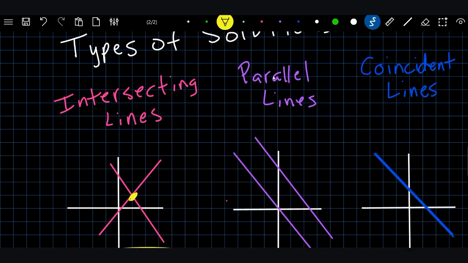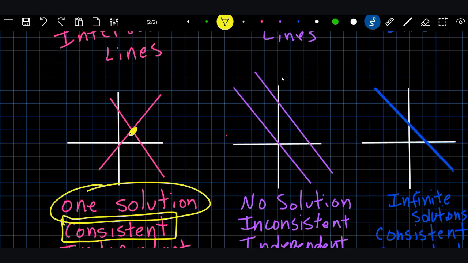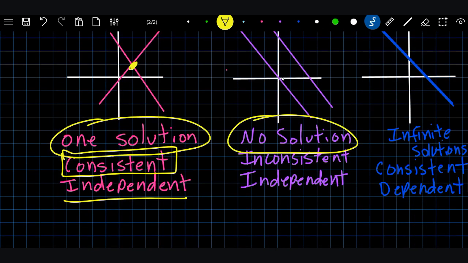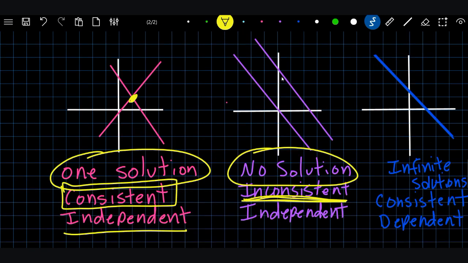Now, the second solution set that you can have is what's called parallel lines. Sometimes your lines never cross. Notice here, these lines never cross each other. They just continue going in one direction forever. And so they're never going to cross. In that case, notice there is no solution. Why not? Because they never cross. Okay, so there's no solution. These are called inconsistent when they don't cross each other. That's inconsistent. They don't work together. It is a system of equations, but it's an inconsistent system. And then they are independent of each other.